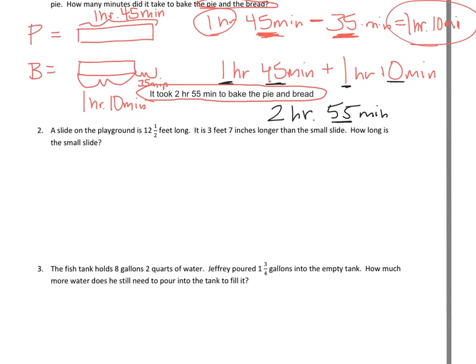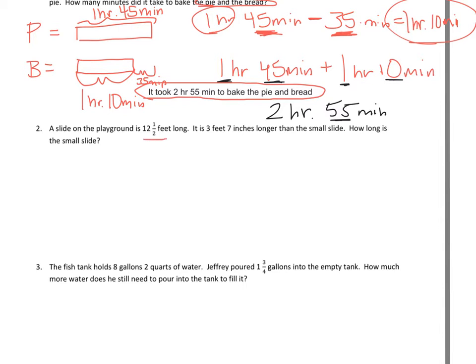Let's take a quick look at 2 to get set up. A slide on the playground is 12.5 feet long. It is 3 feet 7 inches longer than the small slide. How long is the small slide? So the first thing I need to do, I know that I'm finding the difference here. So I have 12.5 feet minus 3 feet 7 inches because the slide is longer than the smaller slide. So I need to subtract these two to get the length of the small slide. Because if I were adding, it would make the small slide bigger than the longer slide, and that doesn't make much sense in terms of what the question's asking.